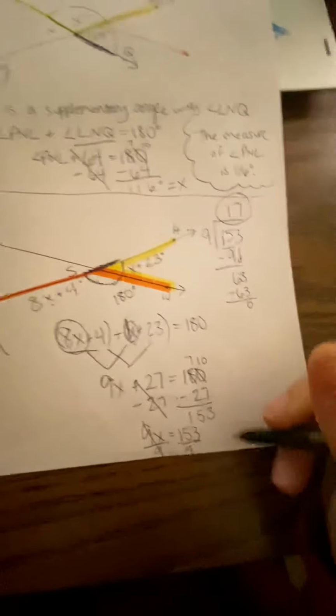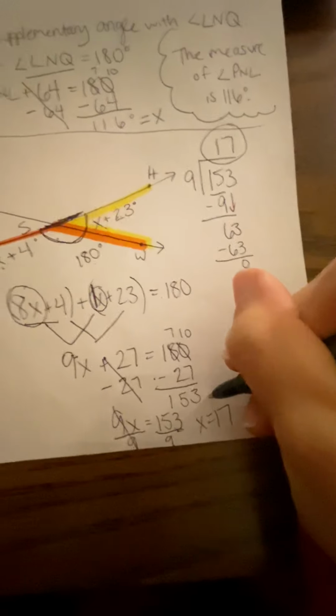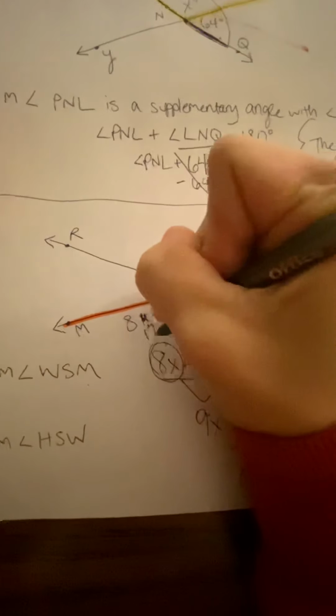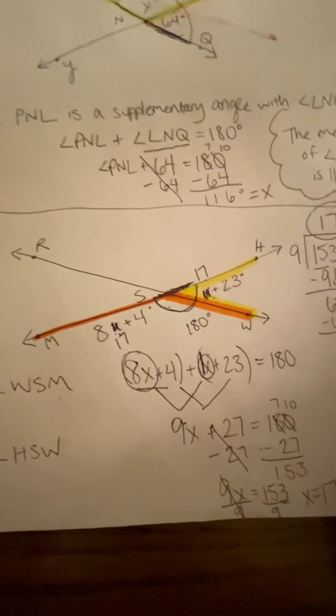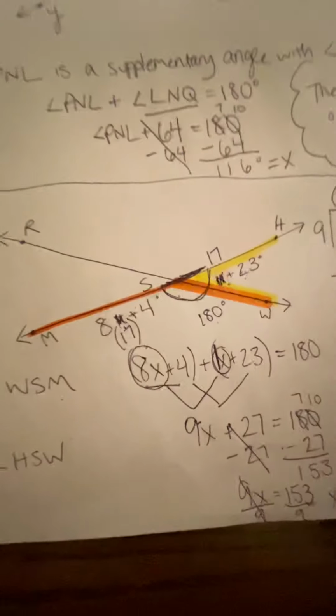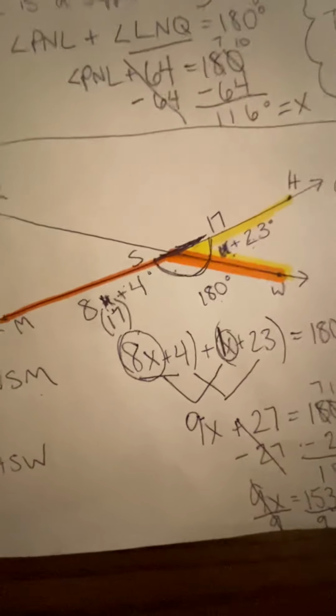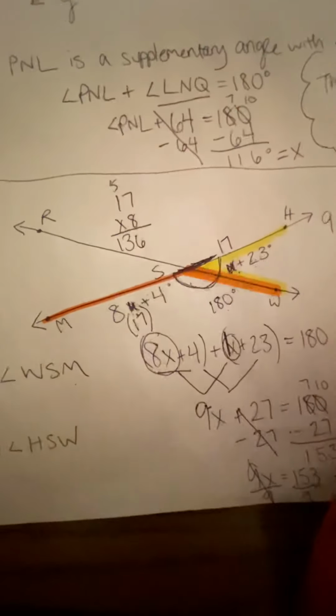So it looks like x equals 17, but we're not done yet, because now we're going to take this 17 and replace this x with 17, and replace this x with 17, so that we can find out what these numbers are. Keep in mind that this is 8 times x, so now this is going to be 8 times 17 plus 4. So if I do 17 times 8, that's 136. 136 plus 4 equals 140.